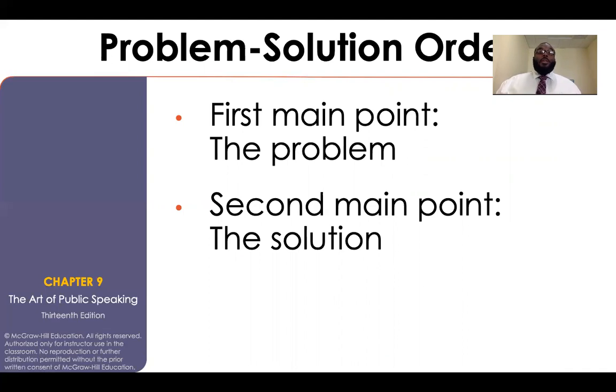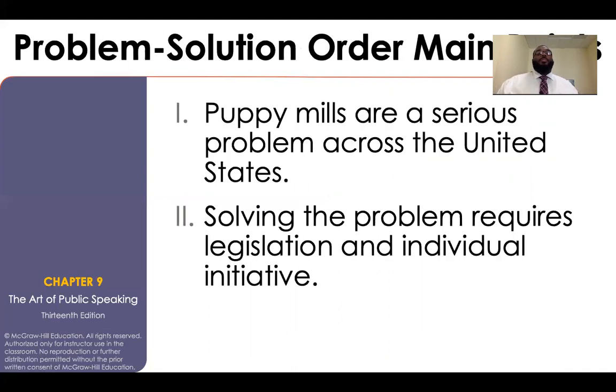A major difference between causal organizational pattern and problem solution organizational pattern is that causal organization pattern probably is going to be an informative presentation, whereas problem solution, as it is presenting a solution or a call to action that you might be persuaded to do, is more than likely going to be a persuasive presentation.